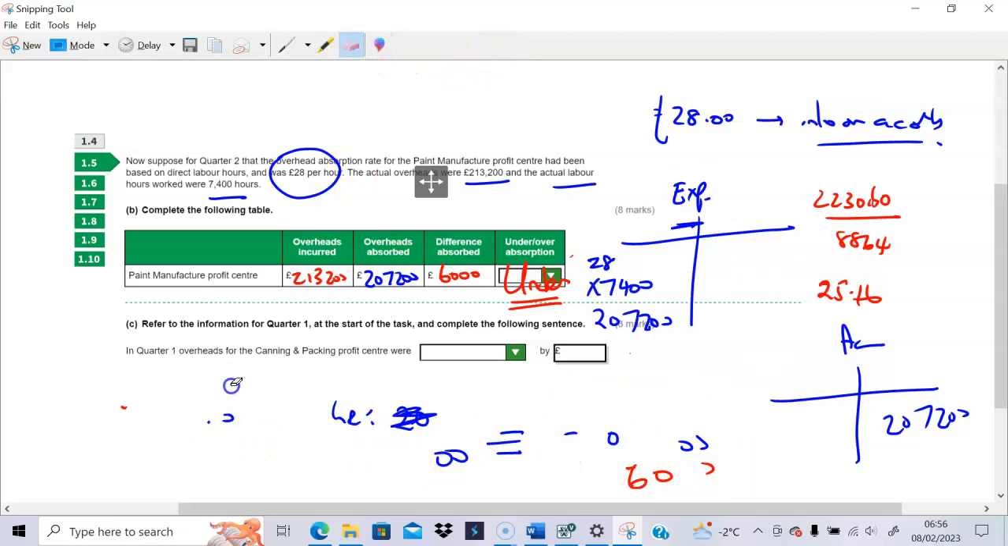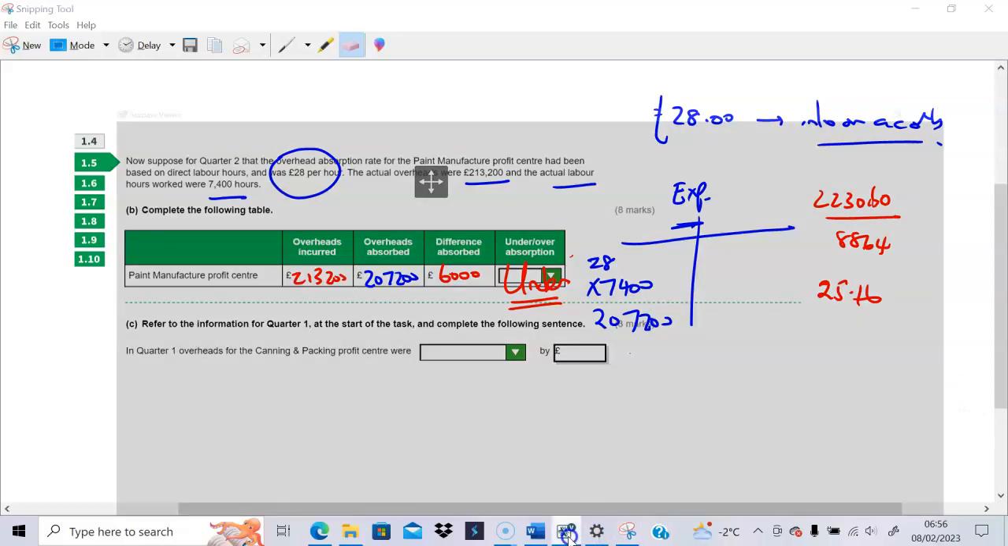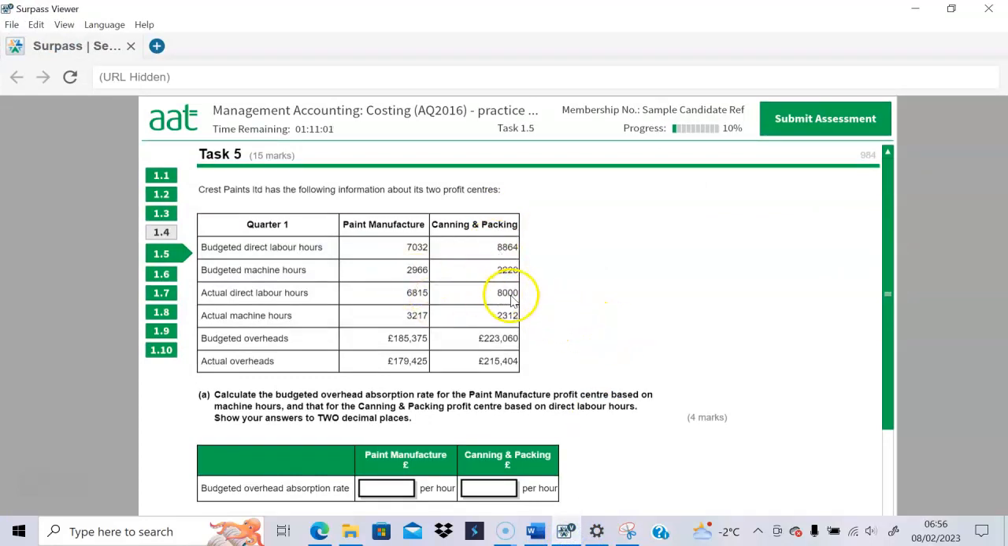Let me just clean this place up a little. We have 25.16, and then what happens? Remember, it's very similar to what we did in part B. This is important that you can do this. What you then say is, well, how many actual direct labor hours did we do? Because this budgeted overheads figure is based on budgeted direct labor hours, it's based on budgeted costs.